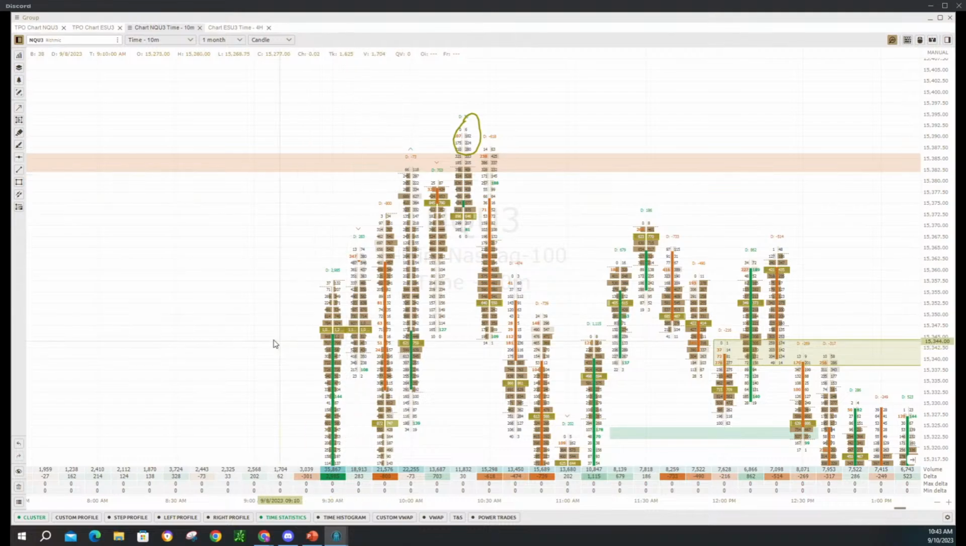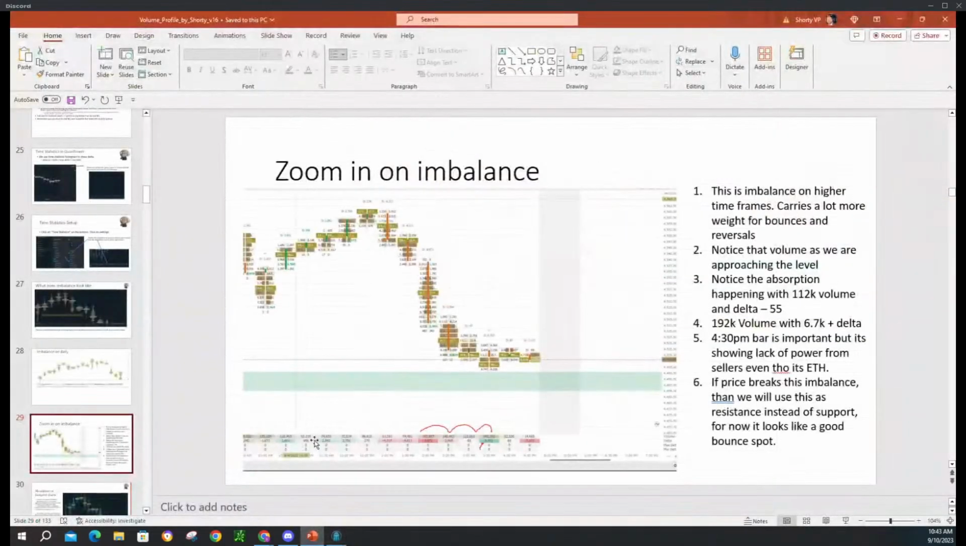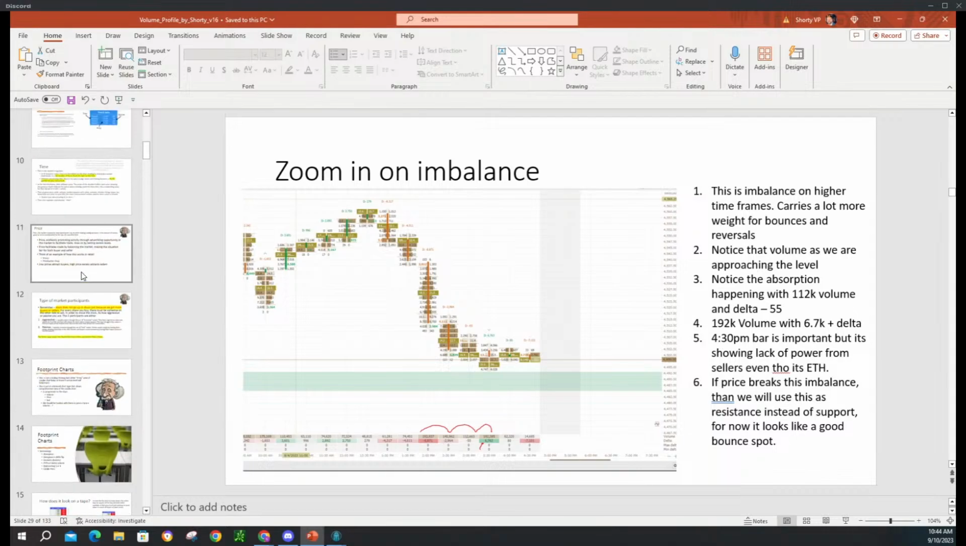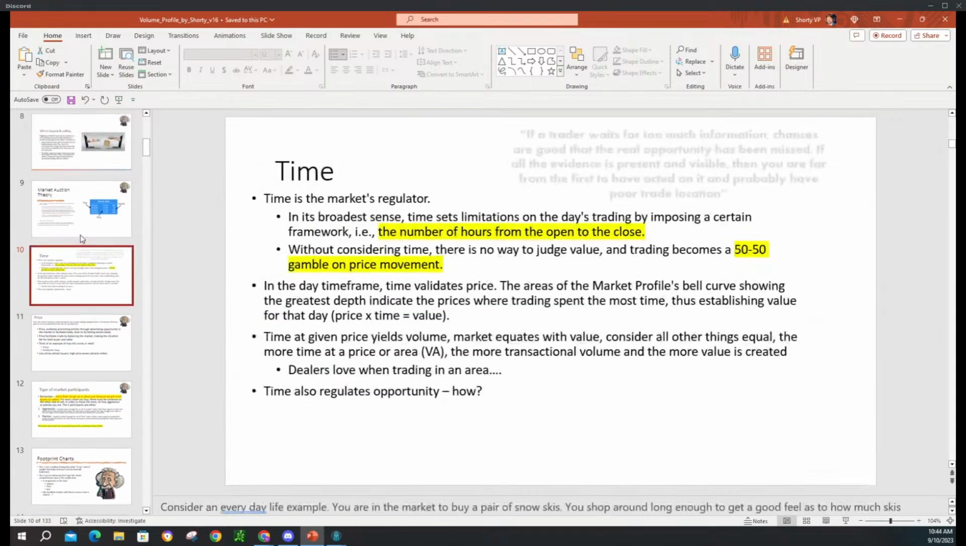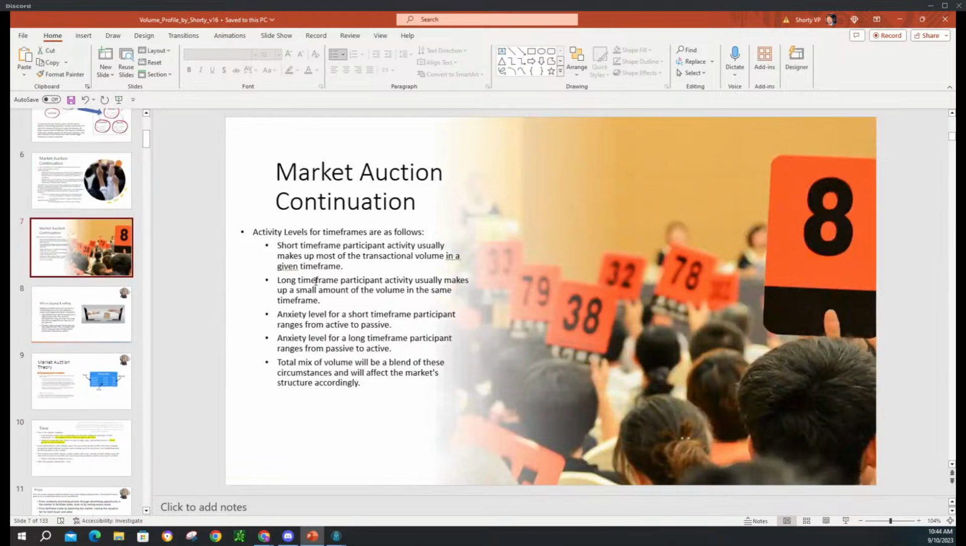Because when they come in, remember, what is the anxiety level of a long-term trader? How do they trade? They're patient, so low anxiety. They put their orders in and wait. So they sit, and it hits the level, and then you see a massive spike from there. Then they become aggressive.